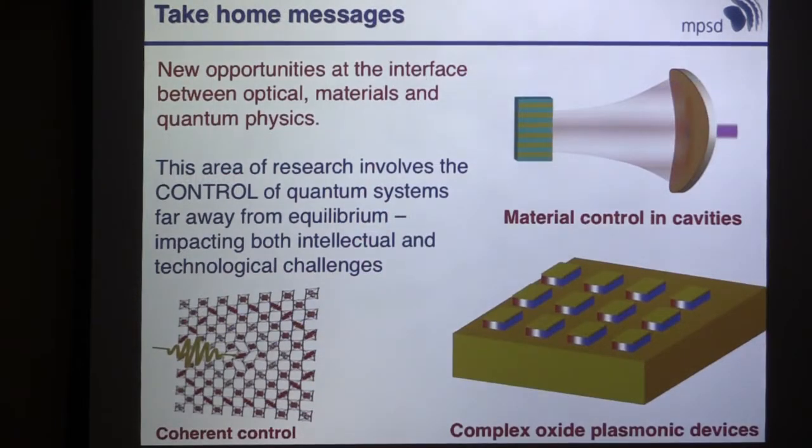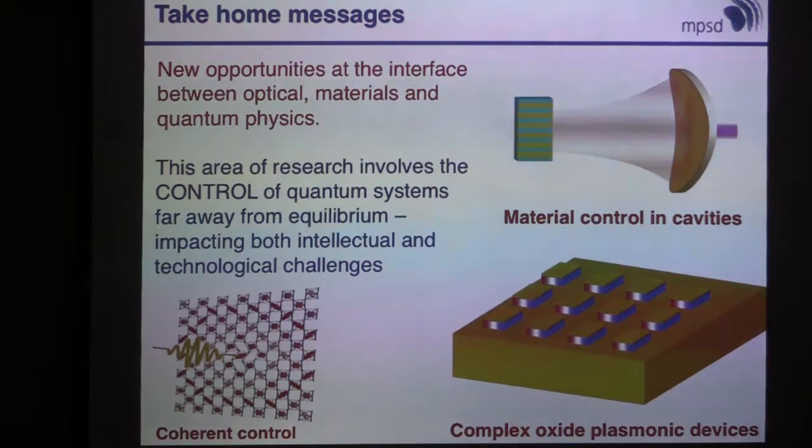Anyway, I've given you a little bit of a cross-section of things that we're doing and new possibilities. And I suppose one take-home message is that there are really new opportunities at the interface between optics, material science, and quantum physics, including both theoretical and materials growth and various technological aspects of this and scientific. And it's about the idea of controlling non-equilibrium properties. This is what I've said, and I've given you some examples here. That's it. Thank you for your attention.